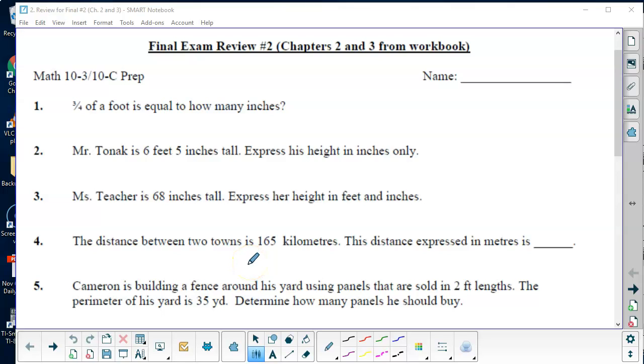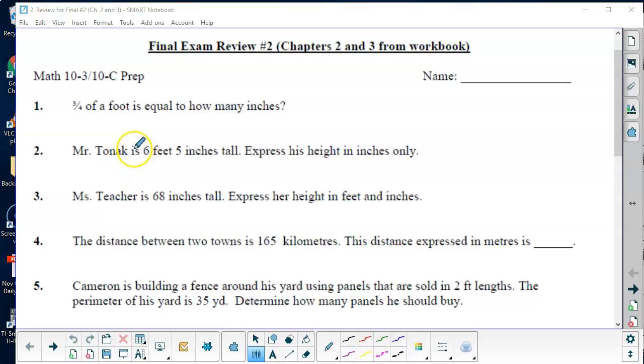Okay, this is our second review sheet for the first part of your final exam. Remember, the first part of your final exam is on chapters 1, 2, 3, and 6. So this is reviewing chapters 2 and 3, which are linear measurements and their conversions. So let's start with the questions.